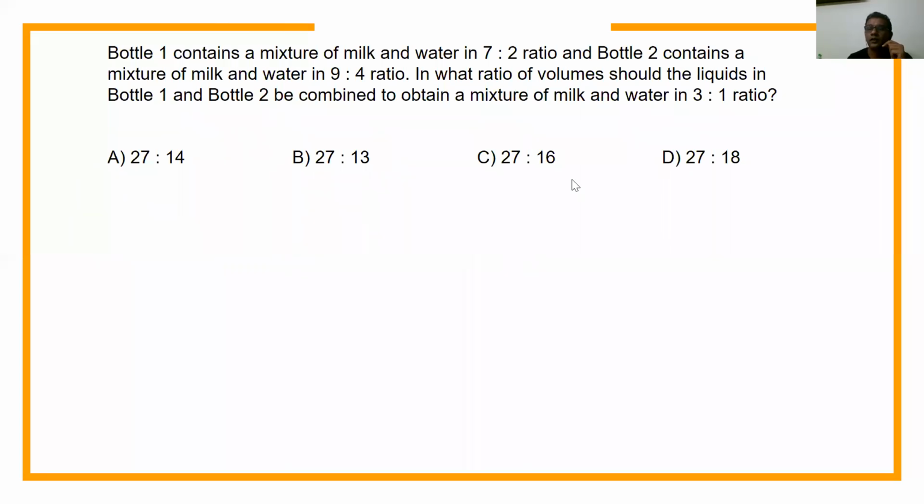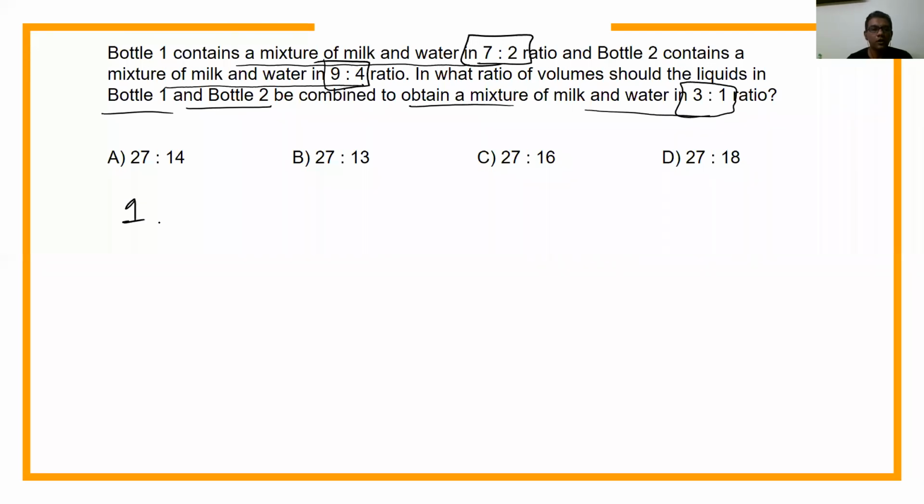Right? I know that this question probably is not a level of NATA question as such. But what I'm trying to show here is, how do I work on such questions? It says that one bottle has a mixture of milk and water in the ratio 7:2. Second bottle contains a mixture of milk and water in the ratio 9:4. In what ratio of volumes should the liquids in bottle 1 and bottle 2 be combined to obtain a mixture of milk and water in the ratio 3:1?